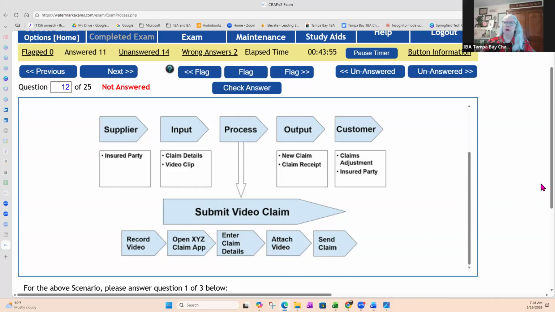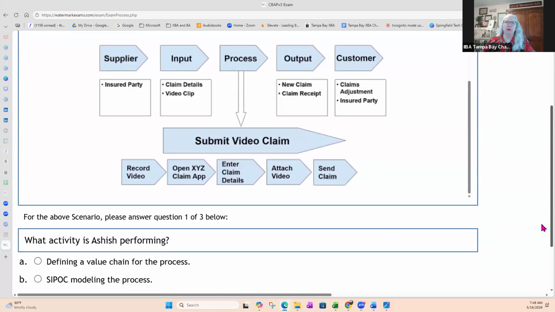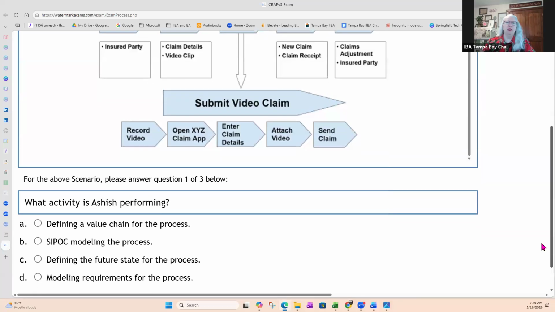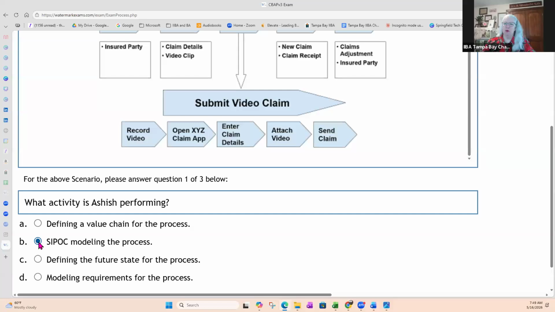So here's your SIPOC. We've got several questions on this one. I'll come back up to this anytime you need me to. What activity is Ashish performing? Is he defining the value chain for the process? Is he creating a SIPOC modeling the process, defining the future state for the process, or modeling requirements for the process? Which one is the correct answer? SIPOC modeling. Okay, one vote for B.